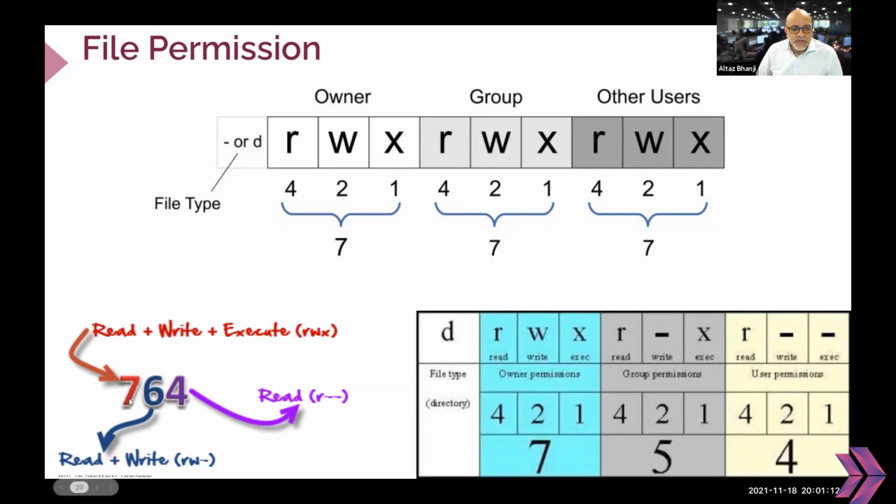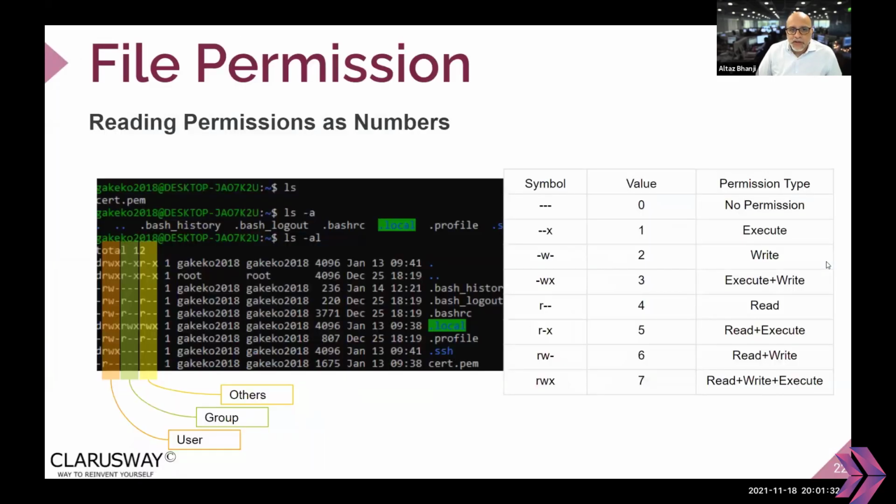Well, 7 is going to be 4, 2, and 1. So that's read, write, execute. 6 is going to be 4 plus 2, which is read and write. And 4 is just going to be 4, which is read. So you can go both ways with these numbers. And, you know, it's helpful to be able to do that.